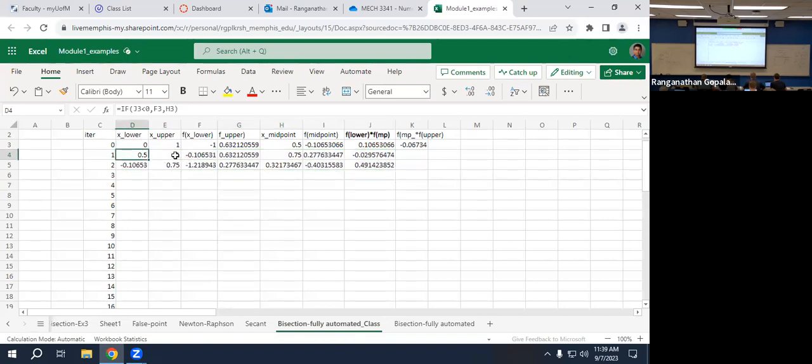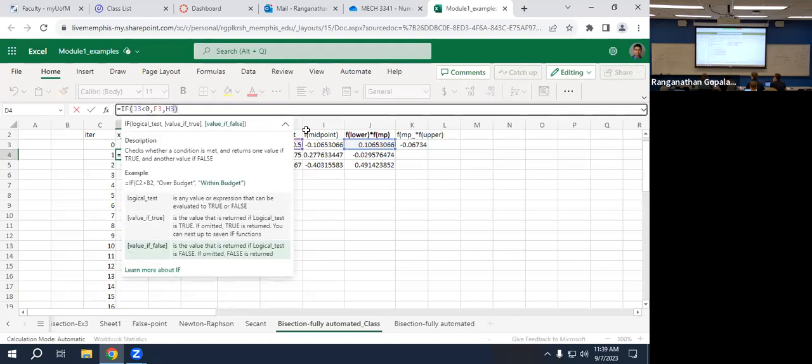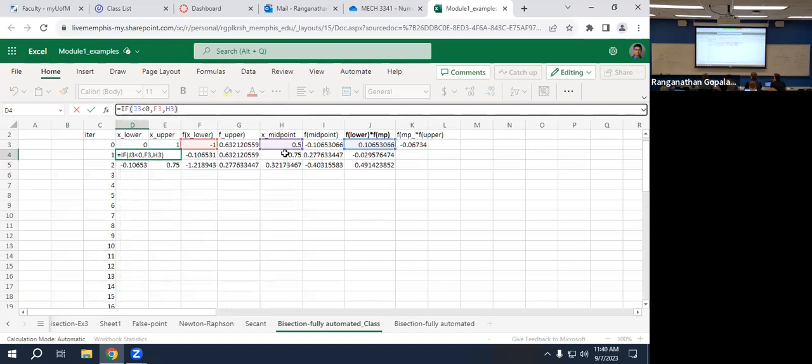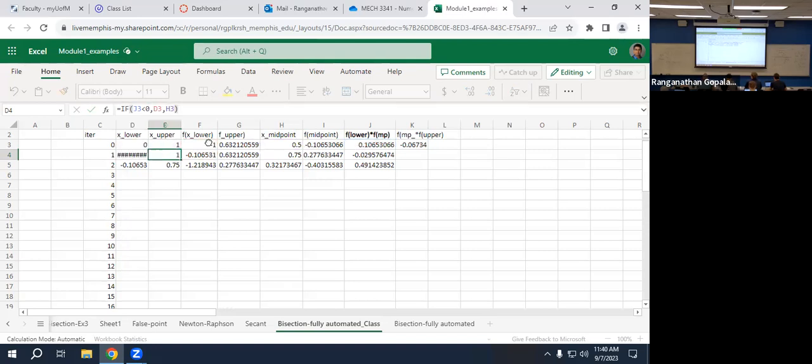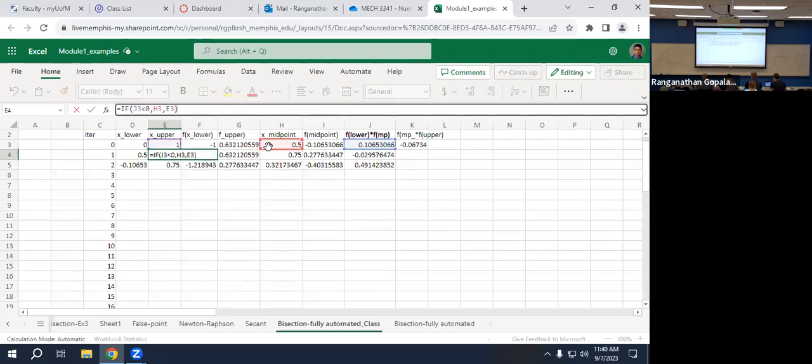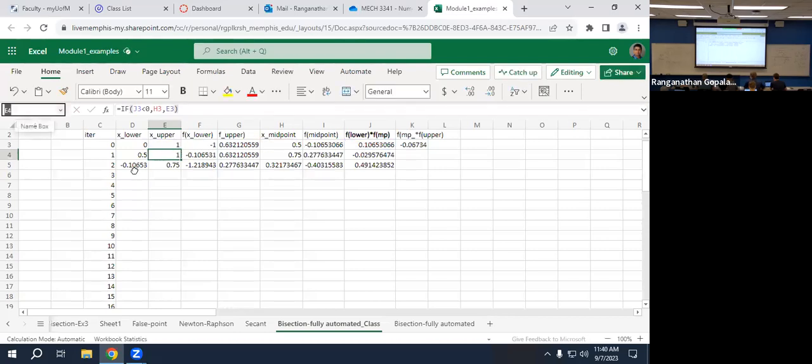Wait, something is not right here. I think it was supposed to select midpoint, but it selected upper. Oh, okay. It was supposed to select J3. Okay, F. Yeah, sorry. It should have selected this. Yeah, this is correct. So now if I drag this down.